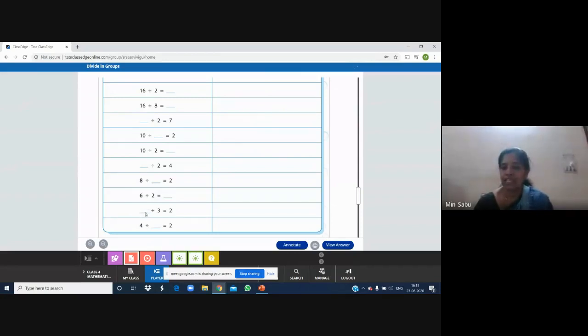Got it? Now next question. Here you have to find out the first number. In such cases, we have to multiply these two numbers. 2 3s are 6. Got it?